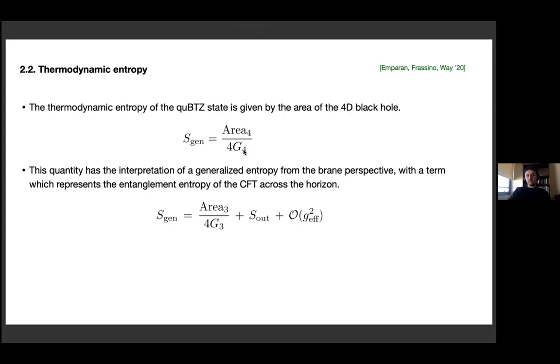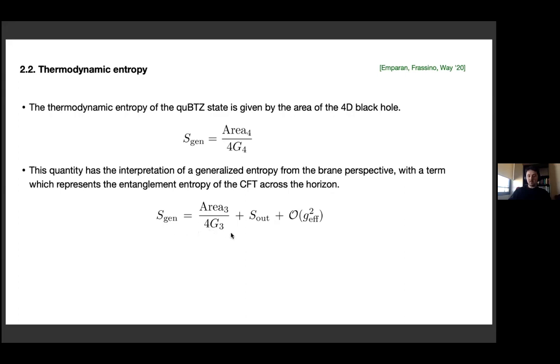So this quantity from the brane perspective admits the interpretation of a generalized entropy, with a term which represents the entanglement entropy of the CFT state across the horizon. So when you expand this four-dimensional area term in terms of the 3D quantities, for a small effective coupling, the leading term is just the three-dimensional Bekenstein-Hawking term on the brane, but then you have corrections. And the correction, which is linear in this coupling, is interpreted as the entanglement entropy of the CFT state across the horizon.